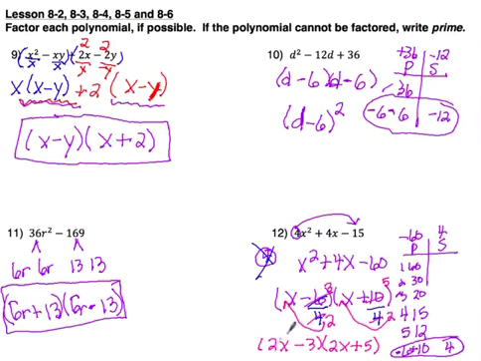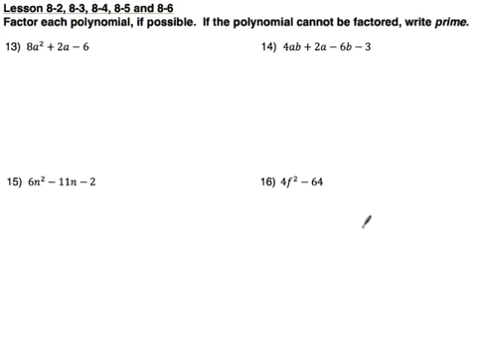And to double check, 2x times 2x gives me 4x squared. 2x times 5 gives me 10x. Negative 3 times 2 gives me negative 6. So 10 minus 6 is 4. And then negative 3 times 5 gives me negative 15. So I know I have that one correct. All right, let's look at the next 4.